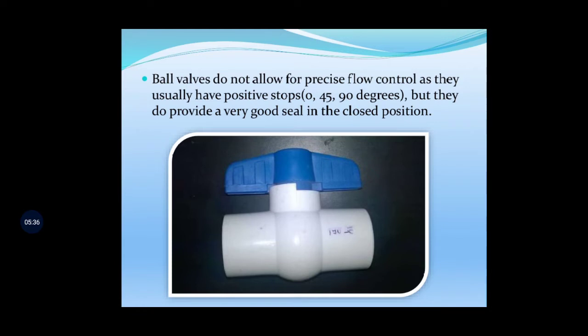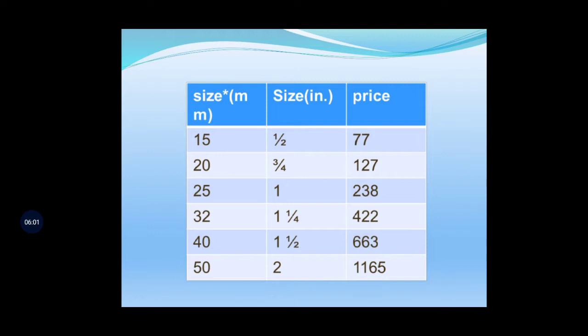So this is very simple in construction. Ball valves do not allow for precise flow control as they usually have positive stops, meaning 0 degree, 45 degree, 90 degree, but they do provide a very good seal in the closed position. These are the sizes and prices.